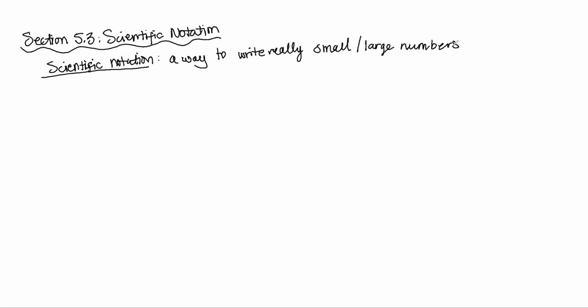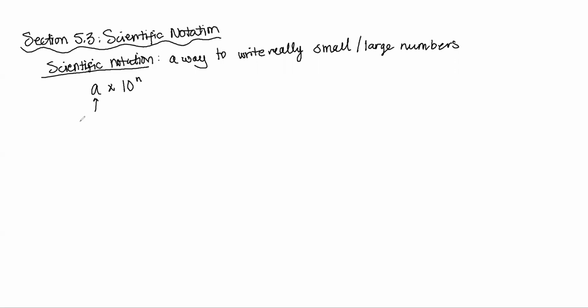So instead of having to write something like 42 billion, instead of having to write all of that out or a really small number, we found a way to kind of condense it down using scientific notation. So scientific notation is in the form a, so some number, times 10 to the n power.